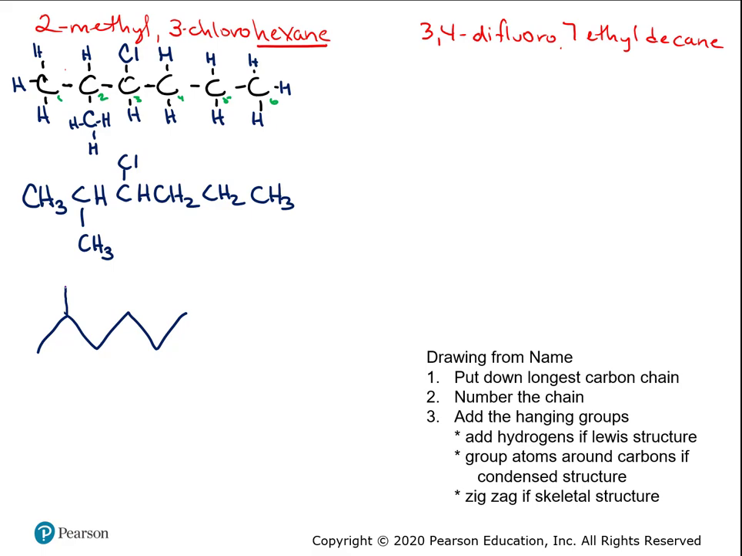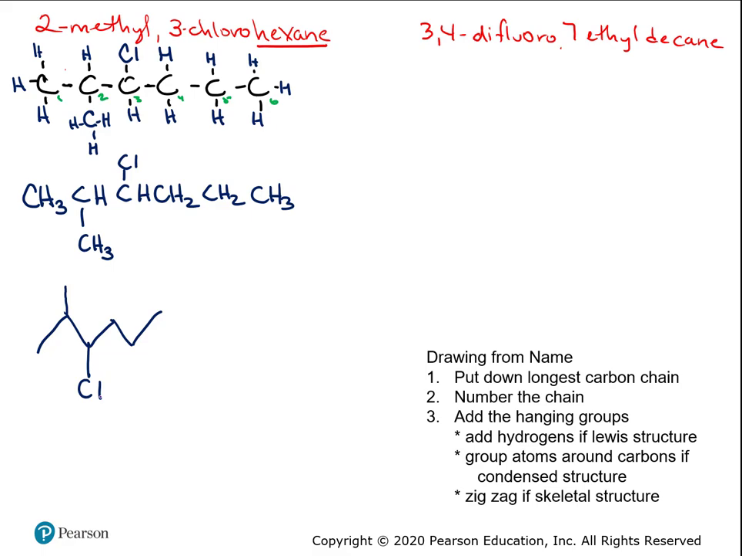So what would I stick off of the third carbon? I just hang down. I love this one. I really do. 1, 2, 3, 4, 5. Hanging down, I'd have a chlorine. So the Lewis structure is the top one. The middle one is a condensed structural formula. The bottom one was how you would do a skeletal structure.